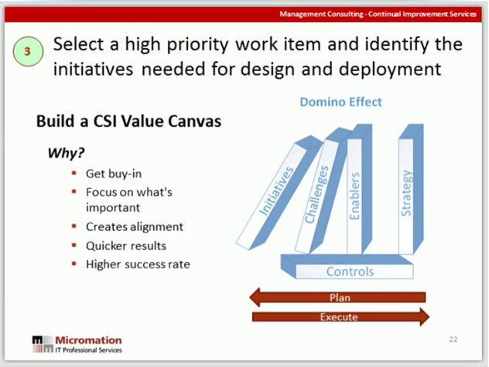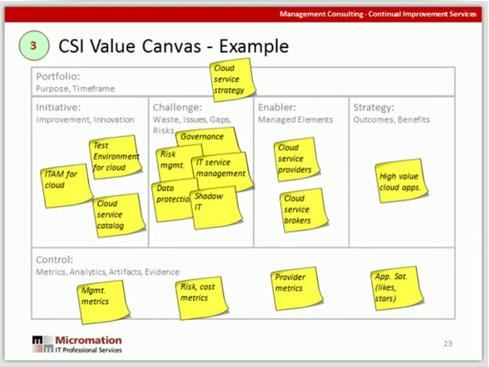So to give you an example, to make this a bit more real of how it might actually work, in this particular case, it's a cloud service strategy, and the strategy that we're trying to deploy here is to create high-value cloud applications. And as we work from right to left, as we build through, we try to understand from a cloud service provider the who and the how that those enablers need to be in place and what we expect from them. We look at what the challenges might be, so things like risk management and adjustment to service management processes that will be required.